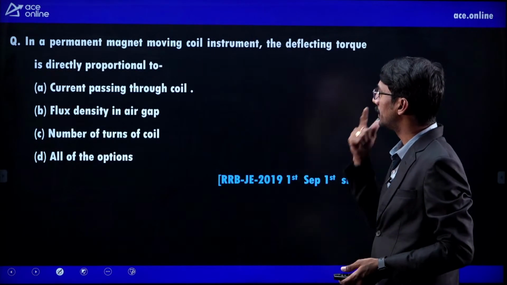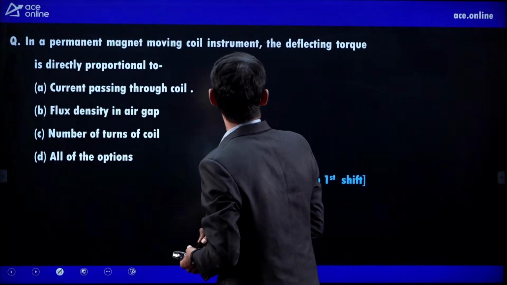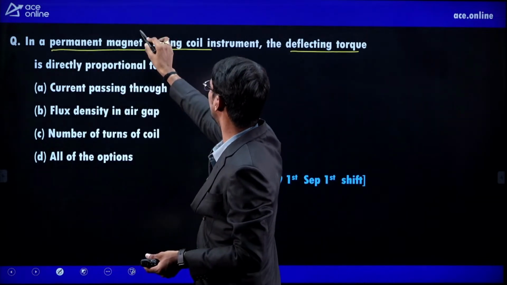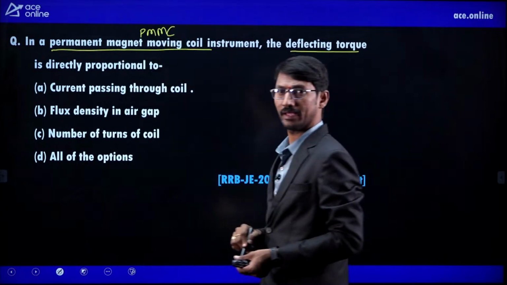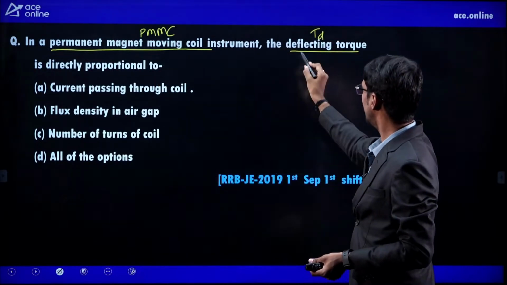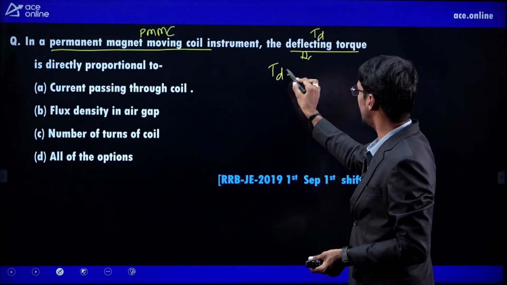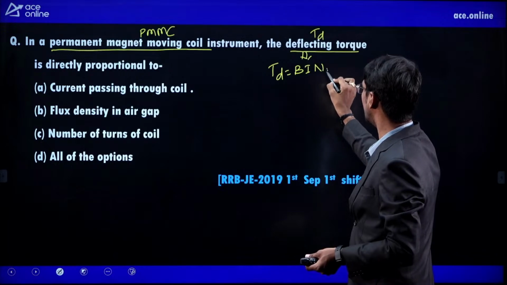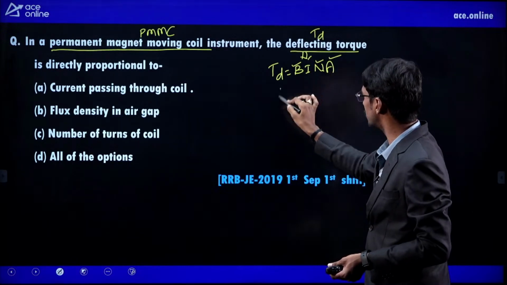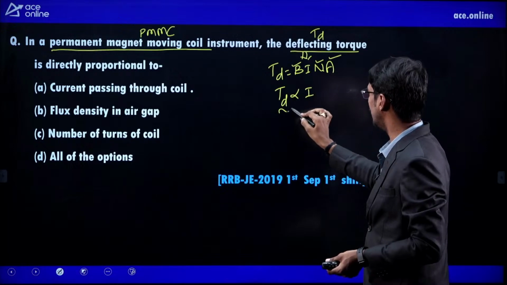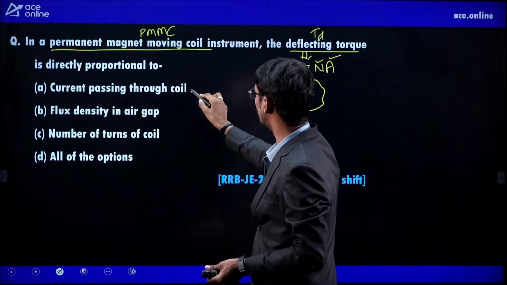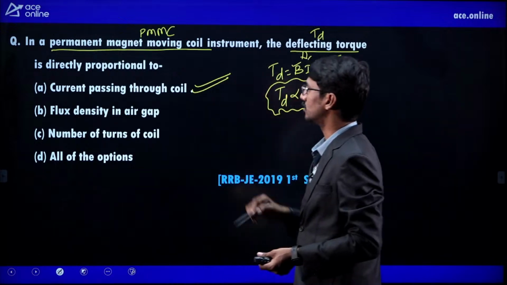Next one. In a permanent magnet moving coil instrument, the deflecting torque is directly proportional to which? Permanent magnet moving coil means simply PMMC. In a PMMC instrument, the deflecting torque TD is proportional to dash. Very simple. What is the formula? TD is equal to B I N A. B is a constant, N is a constant, A is also constant. Therefore, we can write TD is proportional to I, the current passing through the coil.